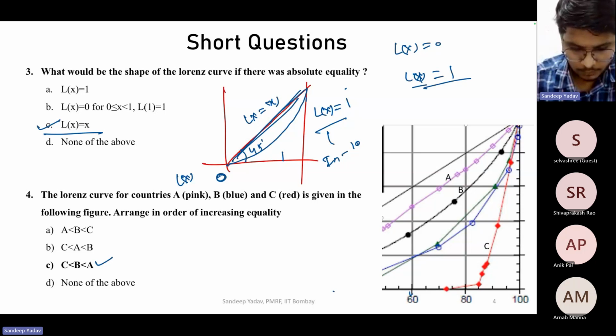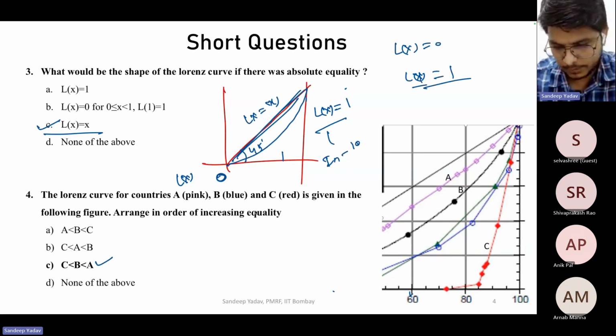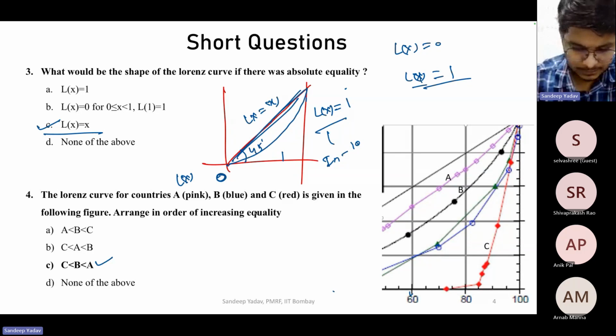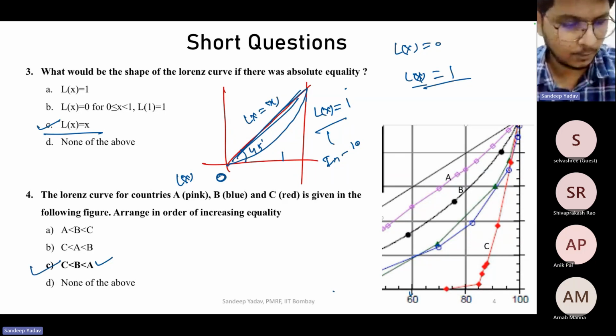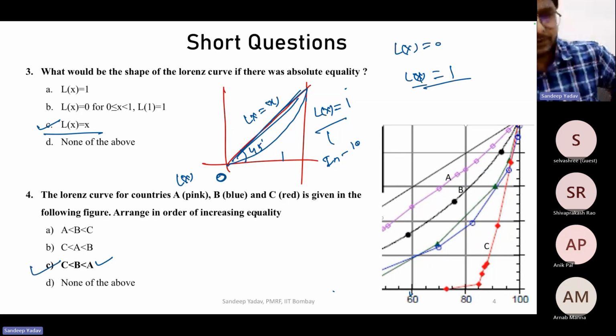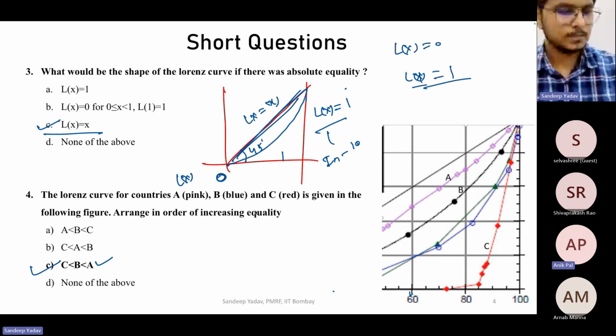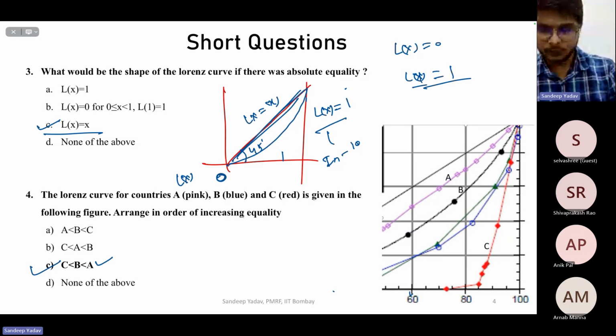So we can just solve it from the option itself. B is more unequal than the A. So B will come in the middle, and C will be the more inequality. So that's why option is C. I hope this thing does not need any explanation now. Okay. Now moving ahead.